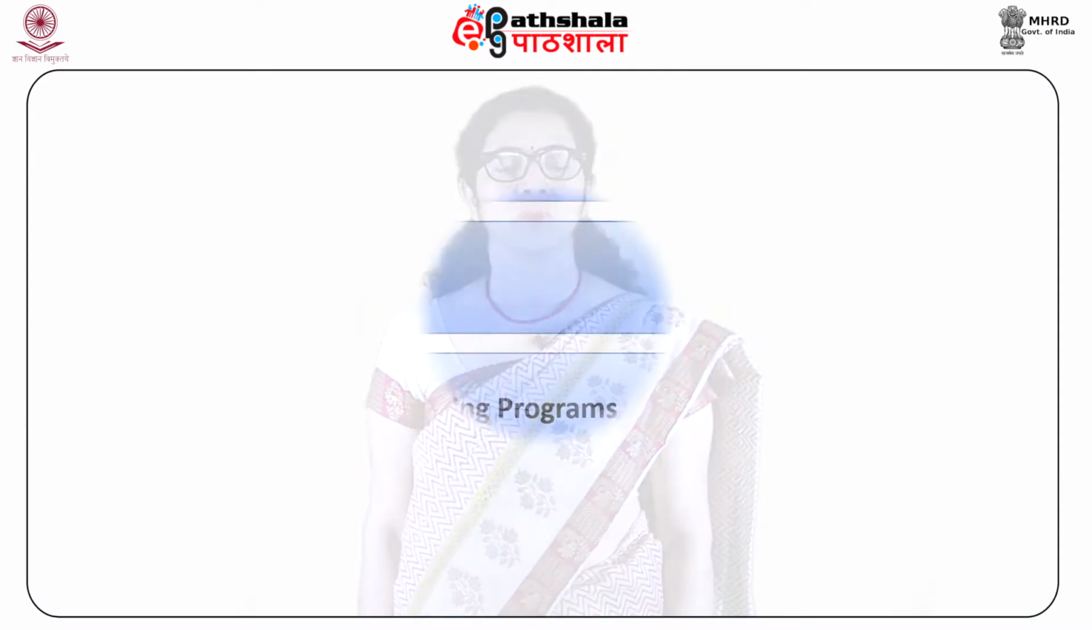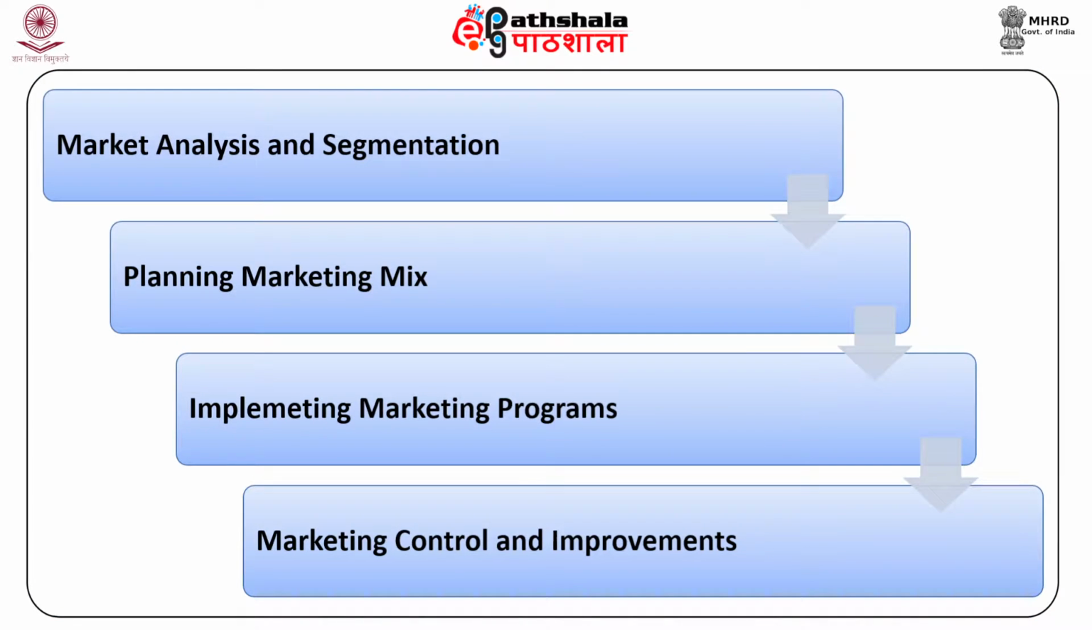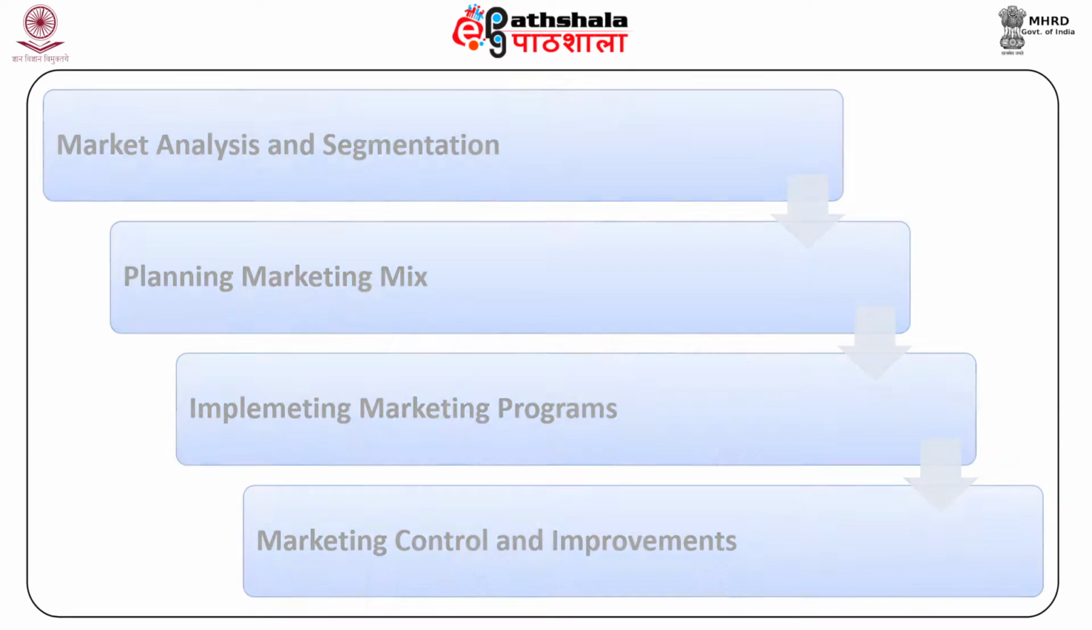The process of marketing management begins with market analysis, which involves the recognition of customers which the marketer would like to serve. This involves decomposing the whole market into various parts and then selecting the parts which appear feasible to the marketer. We can understand this with the help of a flow chart. Market analysis and segmentation, then planning marketing mix, then implementing marketing programs and then marketing control and improvements.